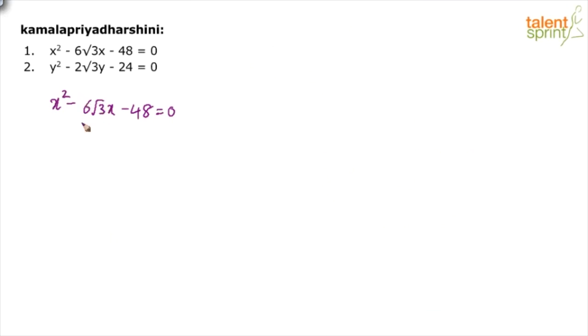So you'll have to split 6 root 3 in such a way that the sum of those two values should be equal to minus 6 root 3 and the product of those two values should be equal to minus 48. If you are able to do it mentally, nothing like it. Just go for factorization, easiest method. If you're not able to do it, then use the formula. What is the formula? You know that the two roots can be taken as minus b plus or minus root over b squared minus 4ac upon 2a.